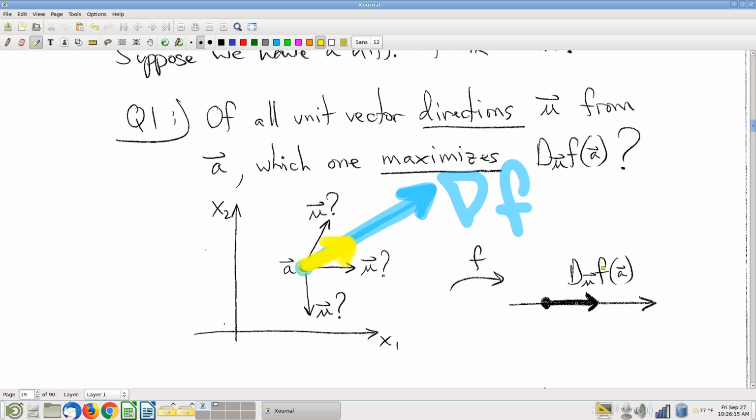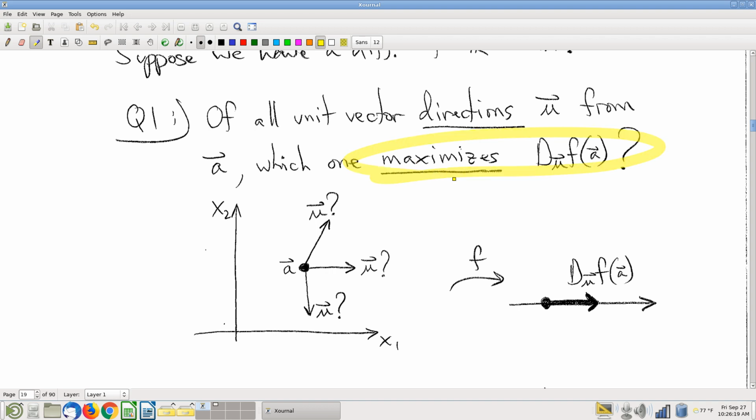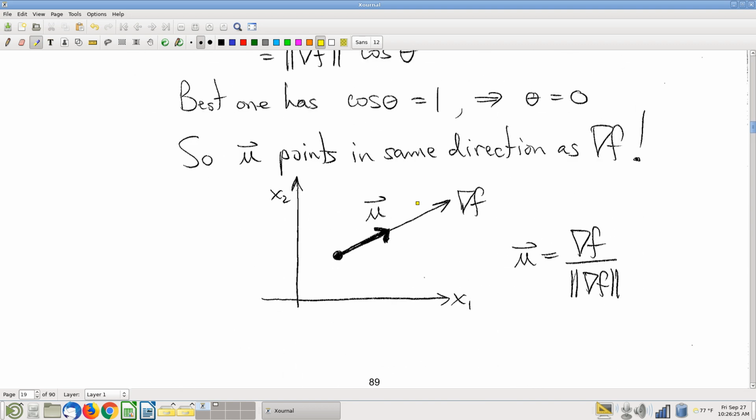Keep in mind, I want to make this function I'm looking at increase as fast as possible. I've found the best way to make that function increase as fast as possible. Here's the fastest I can make my function increase. And now let's try to figure out, okay, how good of a job are we doing here? How fast is the function increasing? We've already agreed I'm going to move in that direction. So what is the corresponding value of that directional derivative?